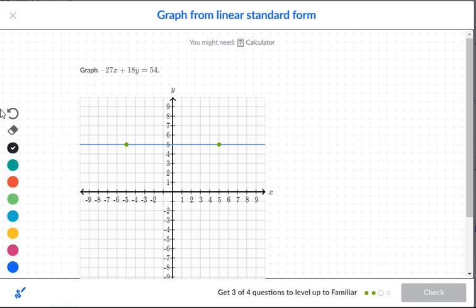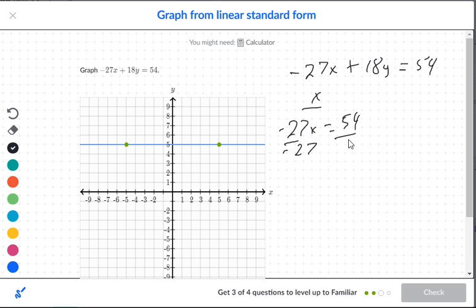Okay, next question. We have negative 27x plus 18y is equal to 54. So we're going to work with the x. We're going to just say negative 27x is equal to 54. Divide by negative 27. So x is equal to negative 2. So our point would be negative 2, 0.